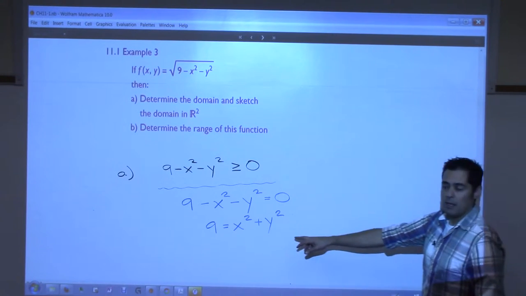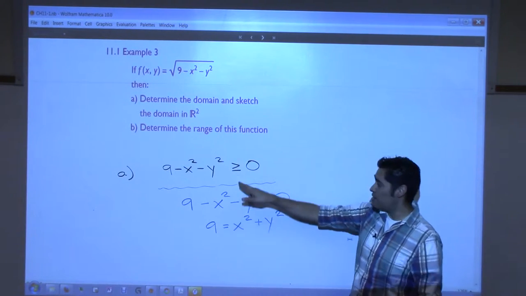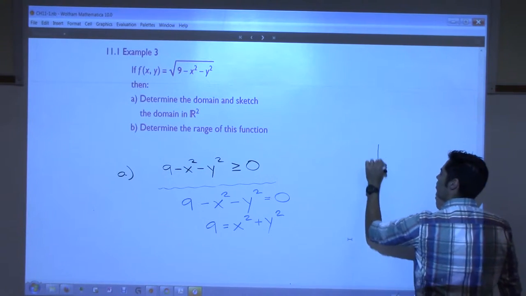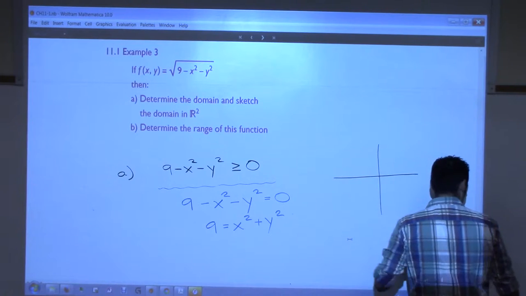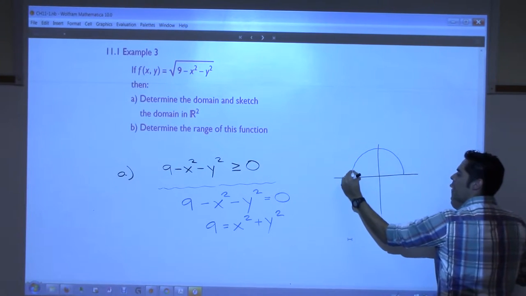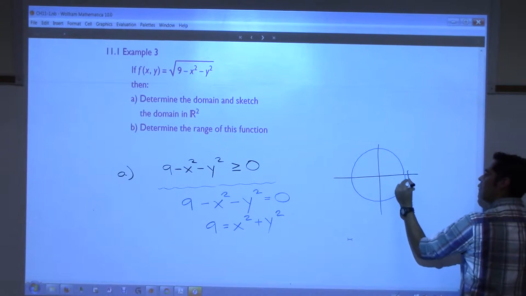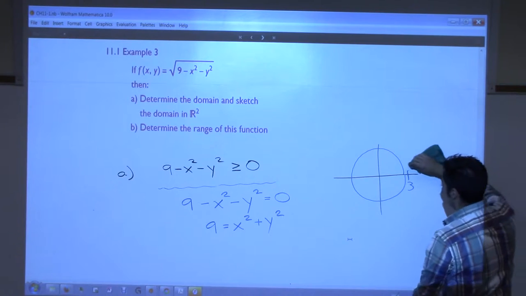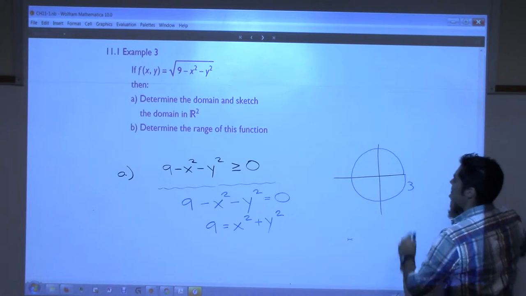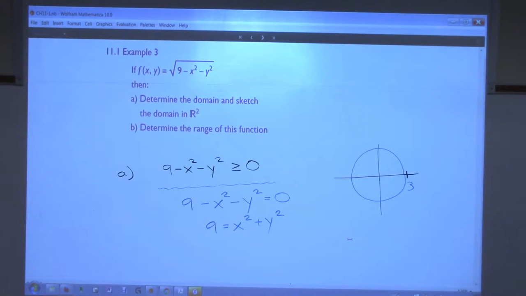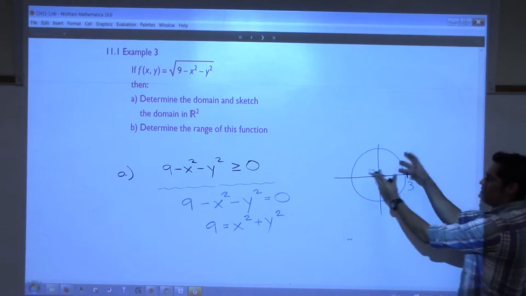That's what it would be if it was equality, which we actually do have, right? So I'm going to draw myself a circle of radius 3. And I'm not going to make it dashed. It's going to be solid. That's supposed to be 3, oops. Okay, that's my radius of 3 right there. The question is, is it the inside or the outside?